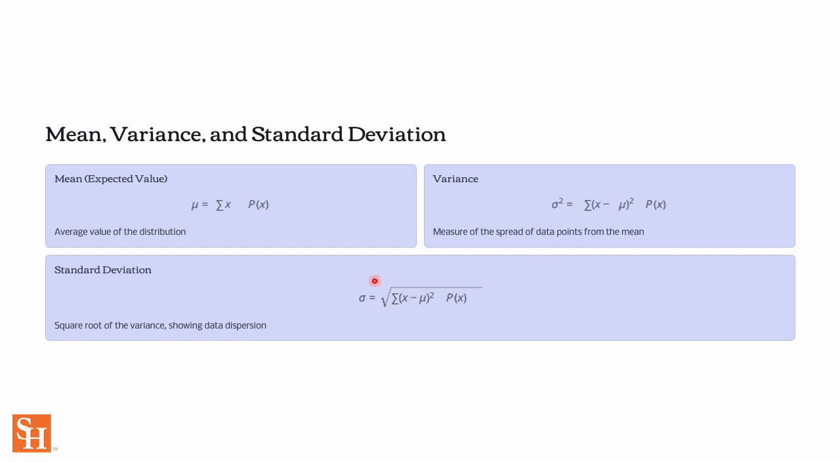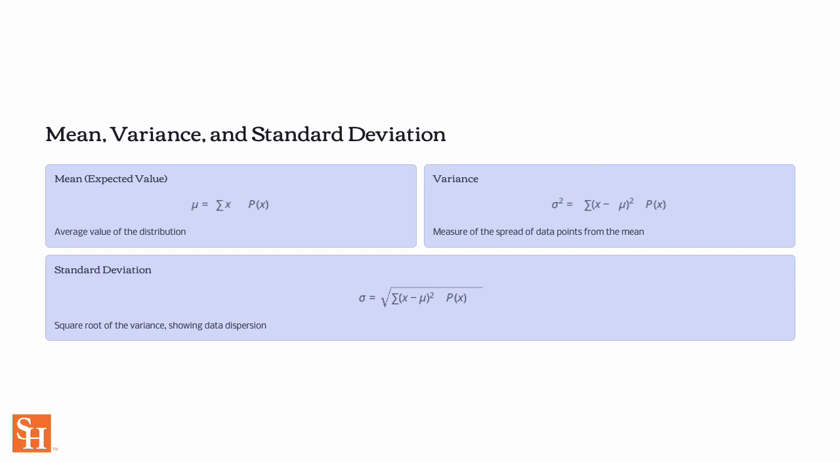And for standard deviation, we know that standard deviation is simply the square root of the variance. Therefore, to get the standard deviation, we just have to take the square root of the variance, and that will give us the standard deviation. Now in the next slide, we'll see with an example how we can calculate mean and variance, and finally standard deviation.